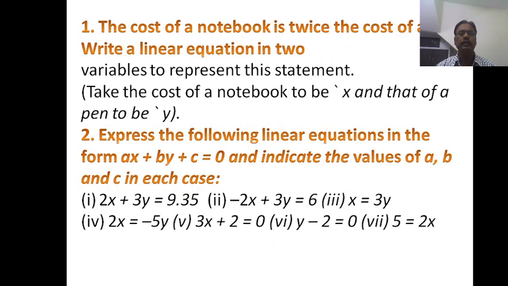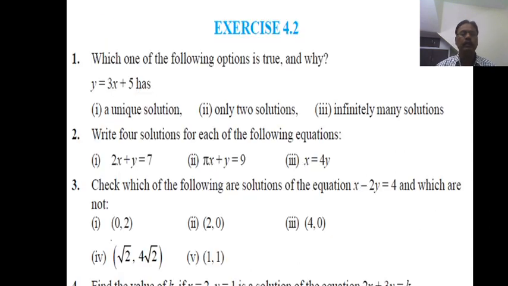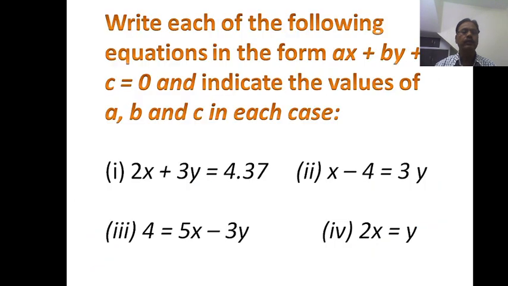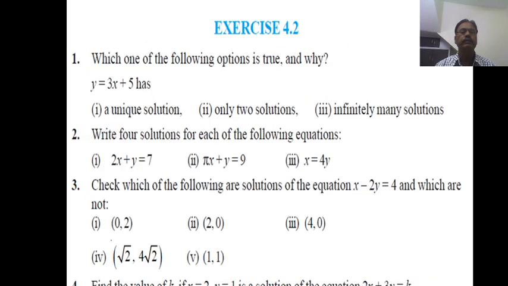We have written it in this form. Now the same question is here, express the following linear equations in the form ax plus by plus c equal to 0. We have already done it. Now the next is, write 4 solutions for each of the following equations. Yes, so how do we write 4 solutions of each equation? Let us come to it.